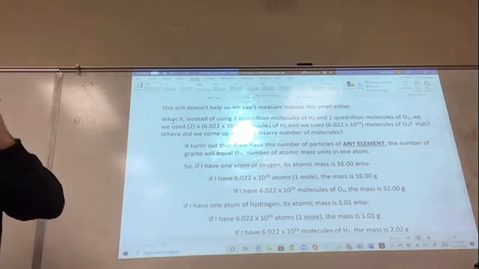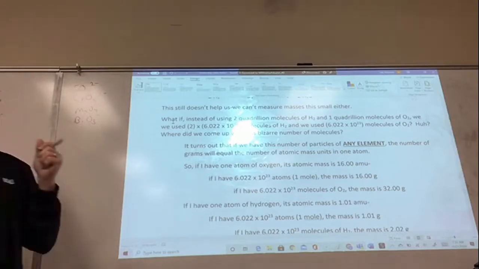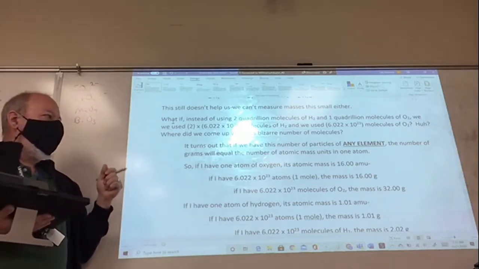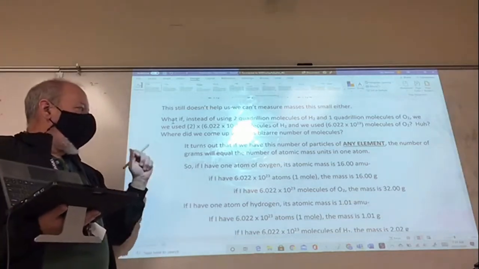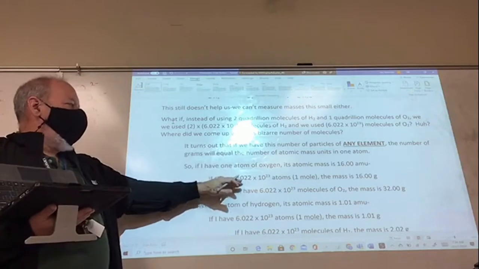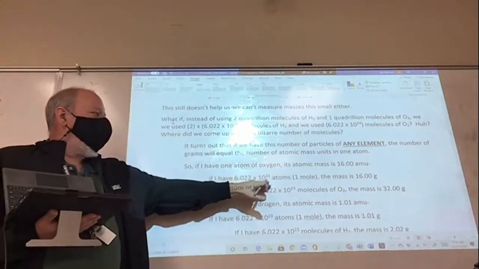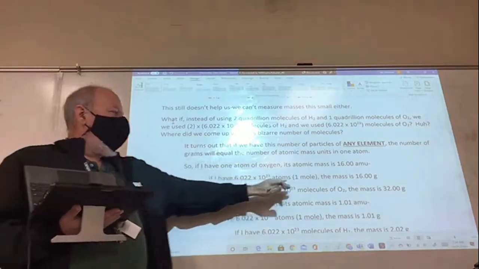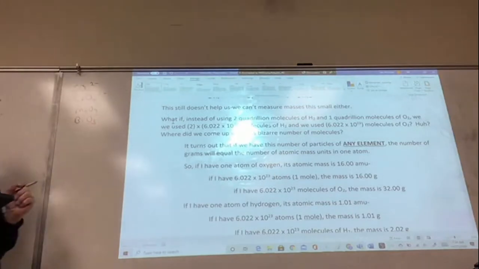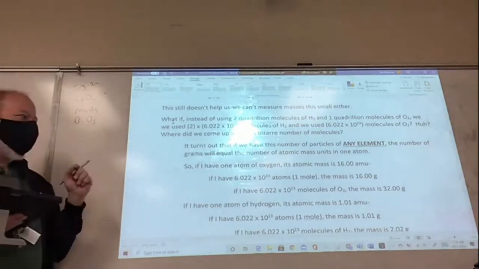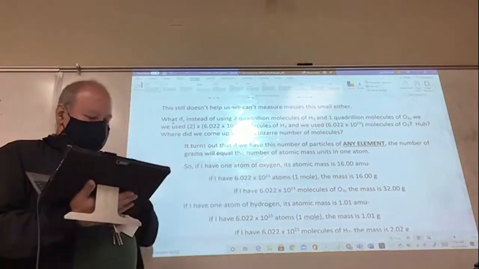It's because if I turn the atomic mass into a number of grams, that's how many particles I will have of that substance. So this is where that number comes from. And, oh, by the way, we're just going to call that 1 mole of particles. 1 mole of stuff is 6.022 times 10^23 particles.